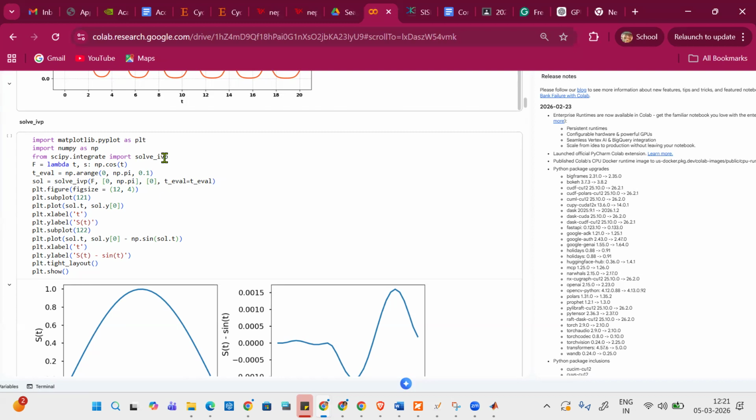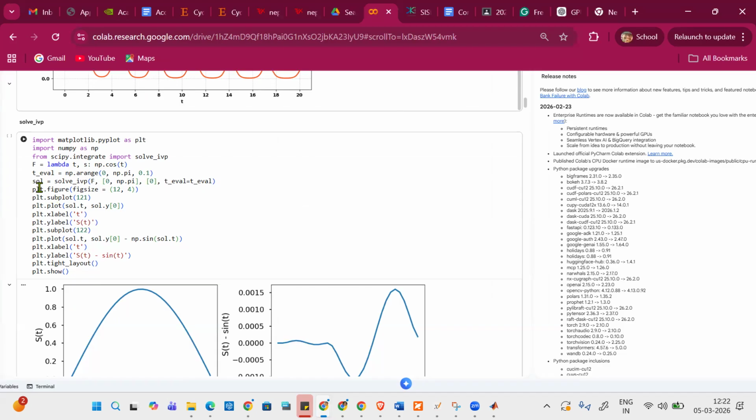So how will we do that? You can see again, f is a lambda function, cos t. If it is cos t, du by dt is cos t, what is u? Sin t, isn't it? If you differentiate sin t, you will get cos t. So the answer should look like sin. Let's see whether it is the case.